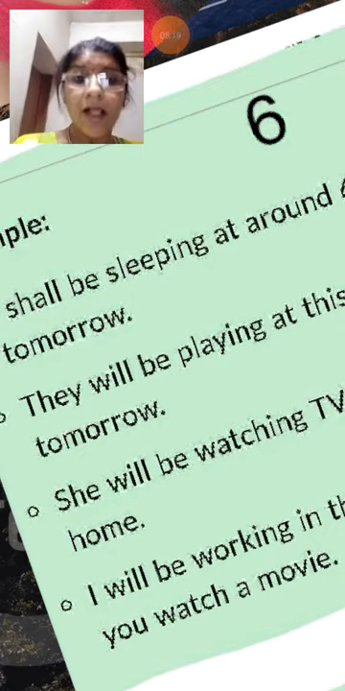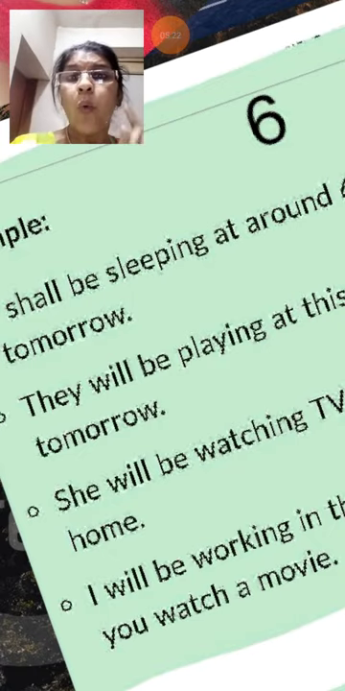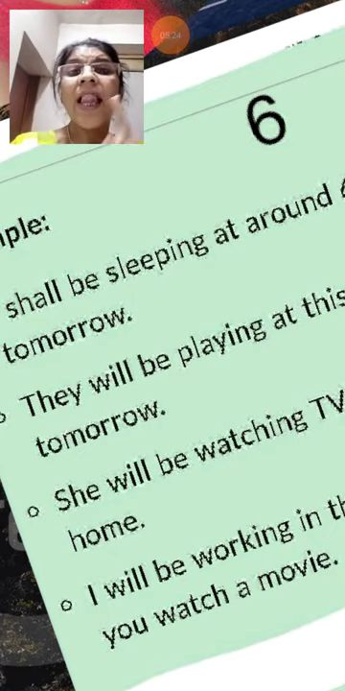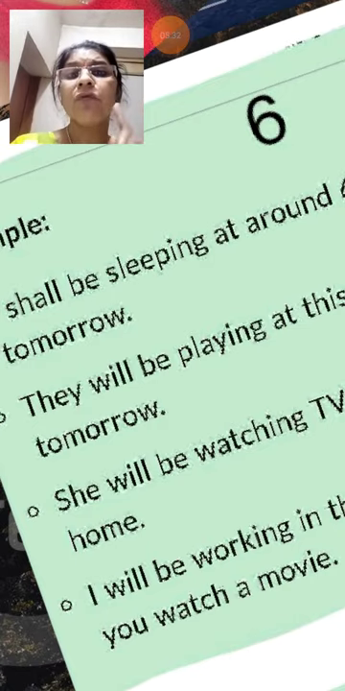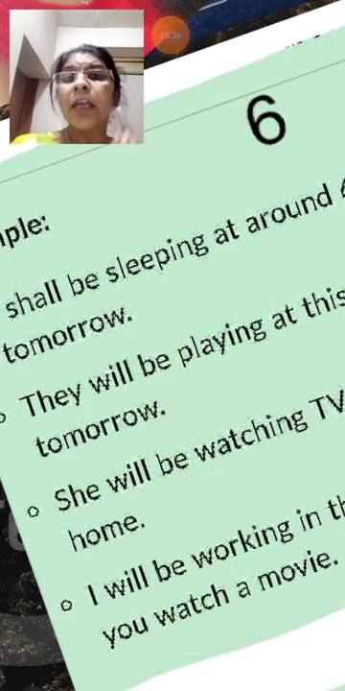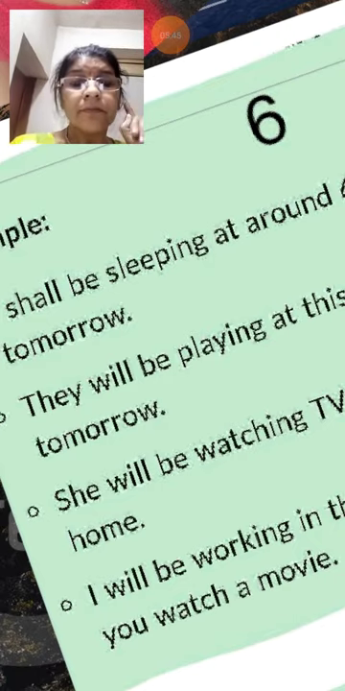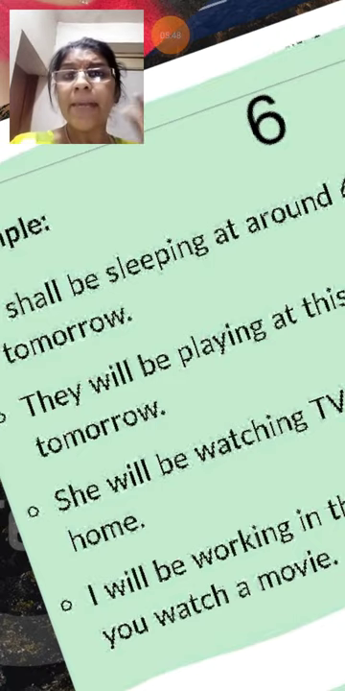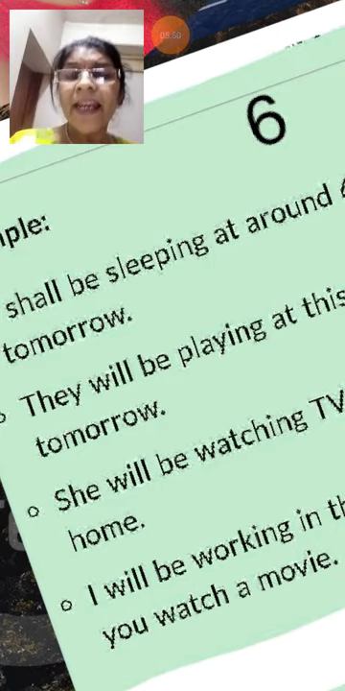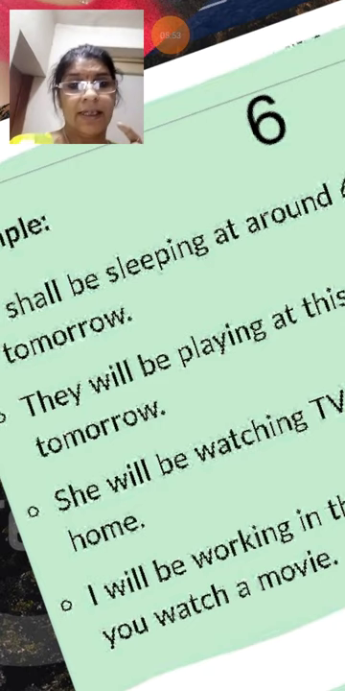They will be playing. Will is used in the future tense, and will be is also used in the future continuous tense. Will be playing: play plus ing, playing. They will be playing. This completes the future continuous tense.